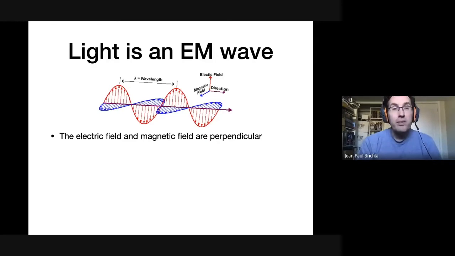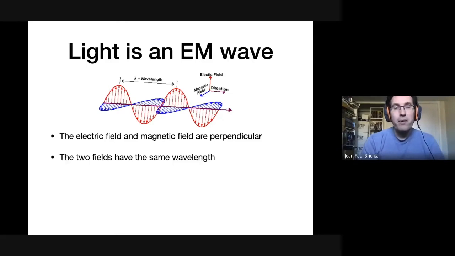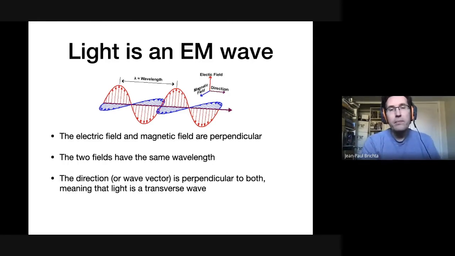So it turns out that the electric field and magnetic field are perpendicular to each other. Furthermore, the two waves have the same wavelength. So again, I've tried to represent that there. And the direction that the light is traveling, or the direction that the waves are traveling, is perpendicular to the direction of both. So in other words, both the electric field and the magnetic field are transverse waves, and they're traveling in a direction given by what's called the wave vector.